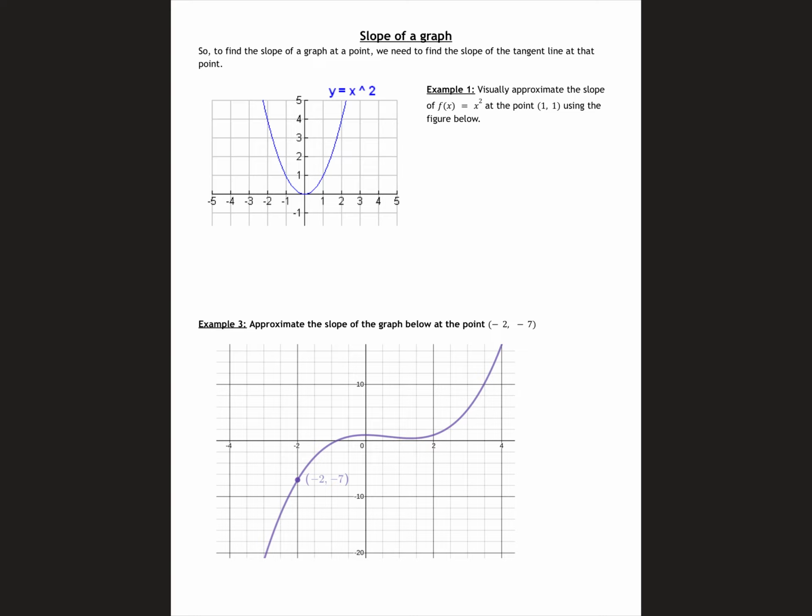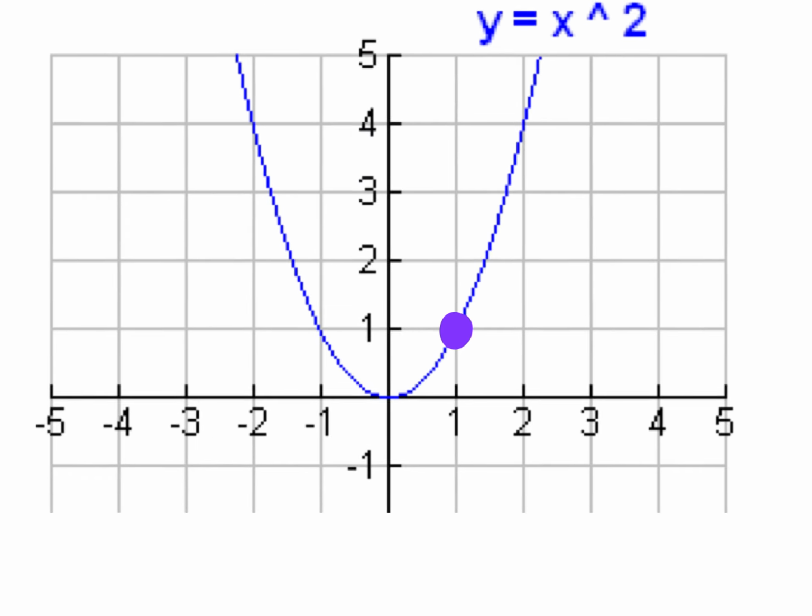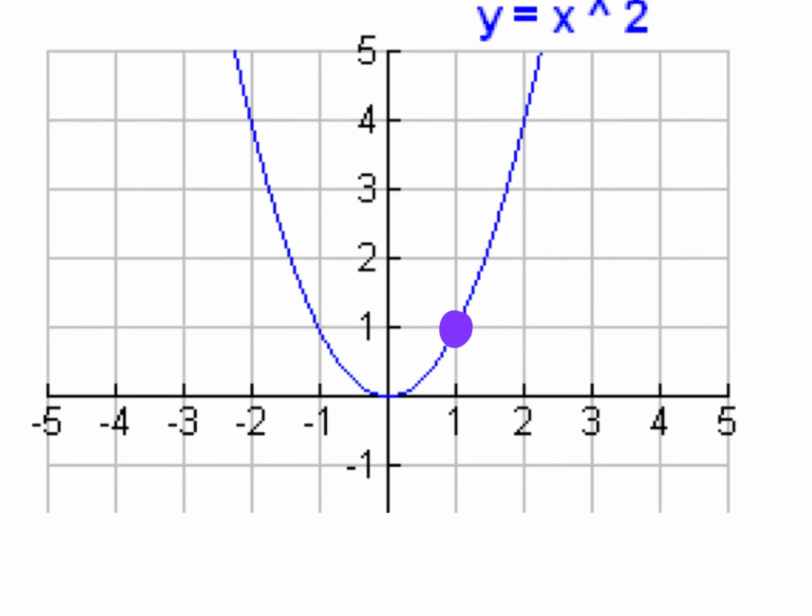All right, so what I want to talk about today, and this is kind of the wrapping it all up, putting it all together type of thing. When we want to find the slope of a graph at a specific point, we're going to draw the tangent line and then estimate the slope of that tangent line. So our goal today is to approximate the slope of our quadratic at the point (1, 1). I want to know how quickly is my function changing when I look at the point (1, 1). So I'm going to start by graphing the point (1, 1). And then I want to draw a tangent line to the graph at that point.